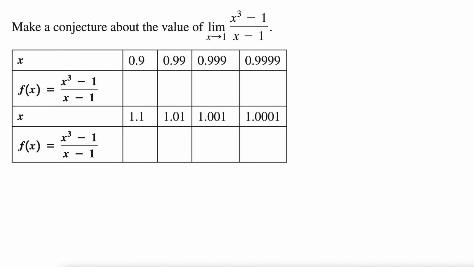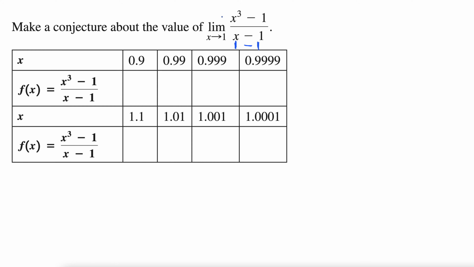This exercise asks us to make a conjecture about the value of the limit as x goes to 1 of x cubed minus 1 over x minus 1. The first thing we might do here is simply plug in 1 for x, right? Just say, okay, what happens when we actually hit 1? But notice if we plug in 1 for x down here, we get 1 minus 1, which is 0. And of course, we can't have 0 in the denominator. So we can never actually get to 1 with this function.